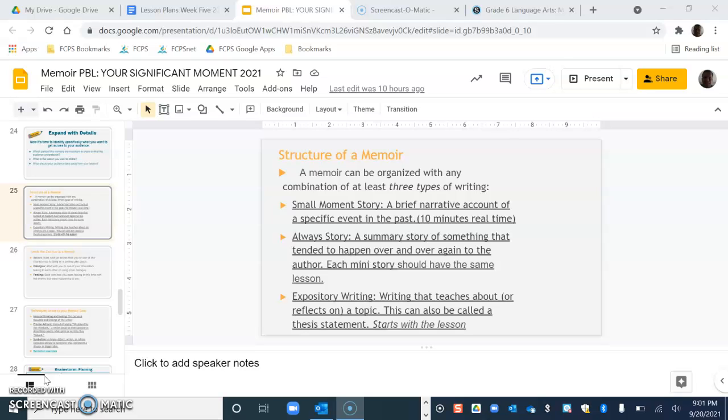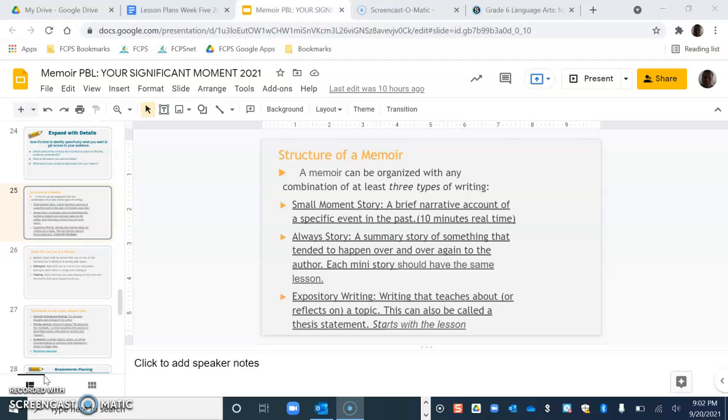Another option you have is an always story. And an always story is a summary of something that tends to happen over and over again. So this would be maybe you have 5 or 10 minute experiences, and each of those experiences all lead to the same lesson. That's the key idea, that each one of these mini stories should lead to the same lesson. When thinking about this, if you remember Memoirs of a Goldfish, each story in the day led eventually to the same lesson. And finally, expository writing.